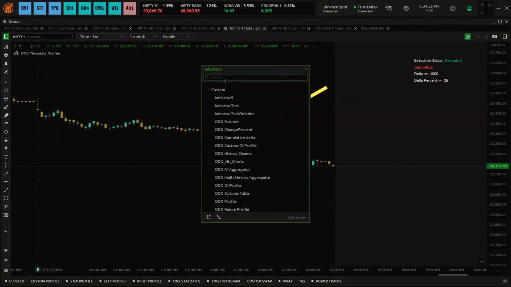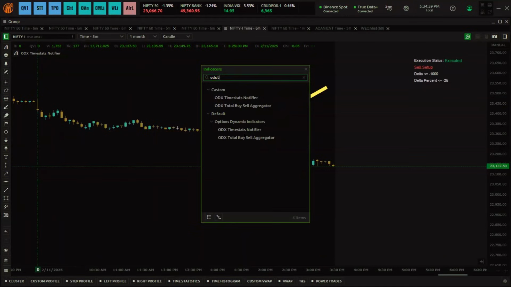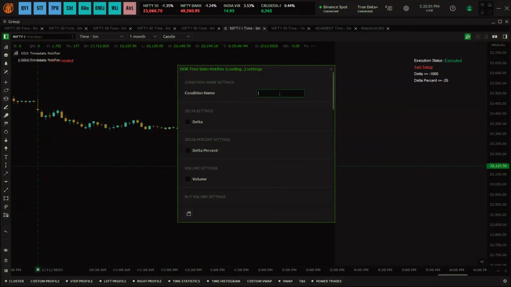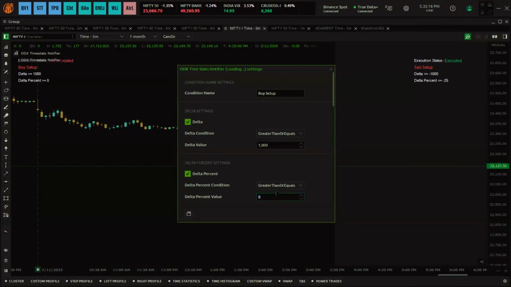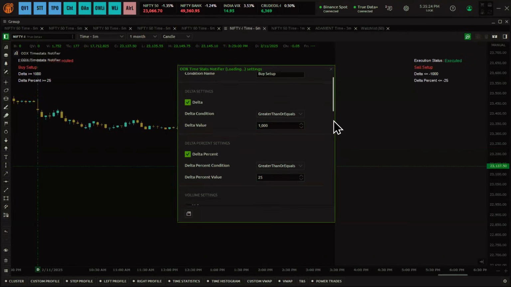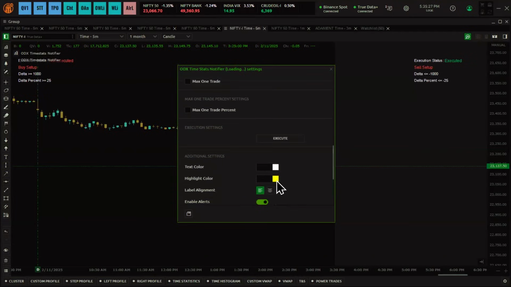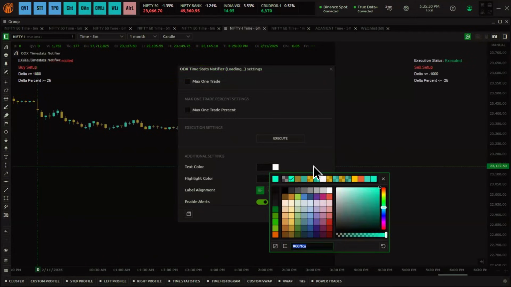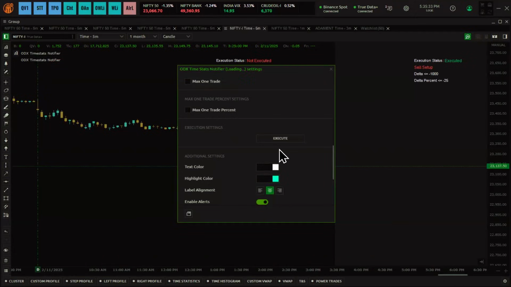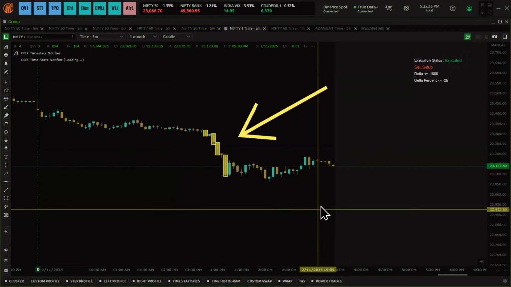I'll create one for the buy setup. So, ODX time stats notifier, and I'm creating a buy setup now. I want to buy futures, say, and I want the delta to be more than 1,000 in 5 minutes. 1,000 delta for Nifty. And I want the delta percentage to be greater than 25%. That means there are enough buyers there, because the bigger the percentage, the more buyers there are compared to sellers. These are my conditions. That's all. I want this to be highlighted in this color, with the alignment in the middle, and execute. Let us see whether this has happened.